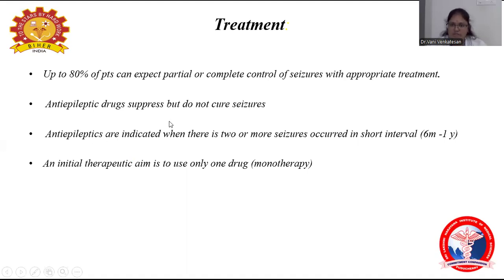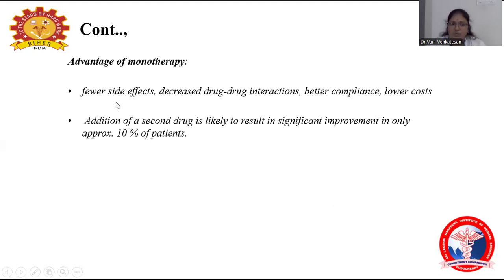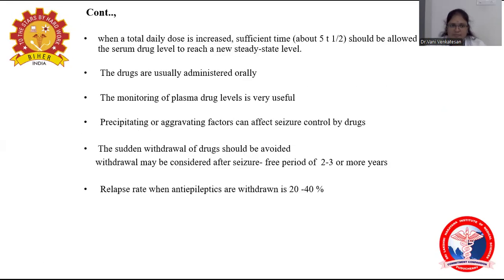Anti-epileptic drugs are indicated when the seizure recurs, up to 1 year of age. In that case, we are supposed to continue. The initial therapeutic aim is to use only one drug, so we usually start with monotherapy. If the patient is not benefiting from monotherapy, then we'll go for combination therapy. Monotherapy means decreased drug interactions, better compliance for the patient, and lower cost. Addition of secondary drugs is likely to result in significant improvement only in 10% of patients. So if patients require multi-drug therapy, only then will we add more drugs. Otherwise, we will go for single drug therapy.